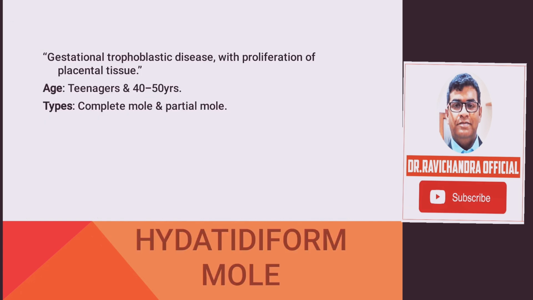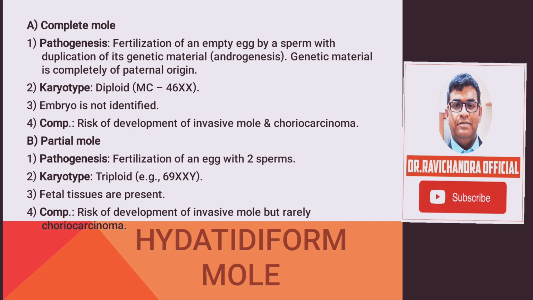Hydatidiform mole is a gestational trophoblastic disease, GTD, with proliferation of the placental tissue, seen in the teenage group and also in 40 to 50 years. Hydatidiform mole is of two types: one is complete mole and the other is partial mole. Complete mole pathogenesis is fertilization of an empty egg by a sperm with a duplication of its genetic material, and this genetic material is completely of paternal origin.